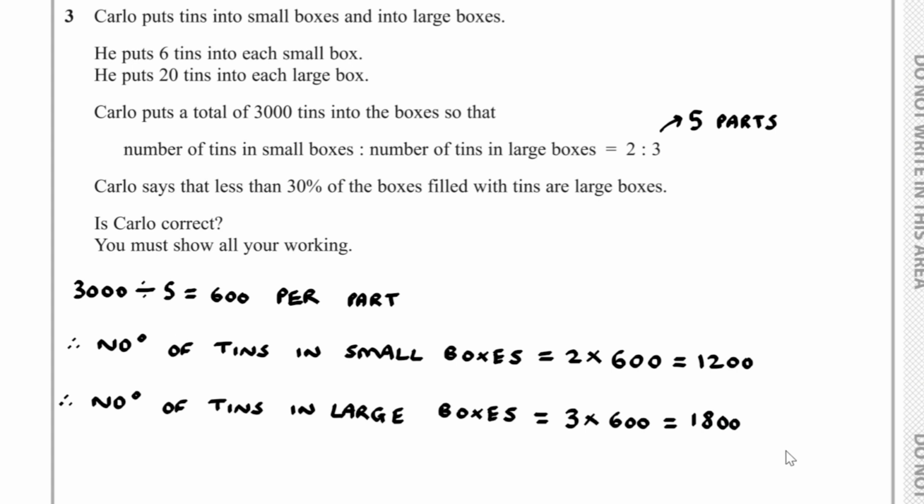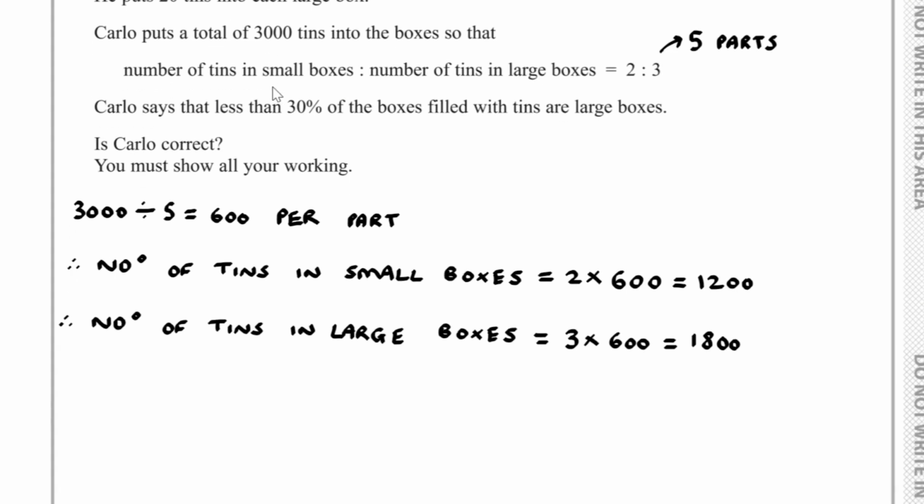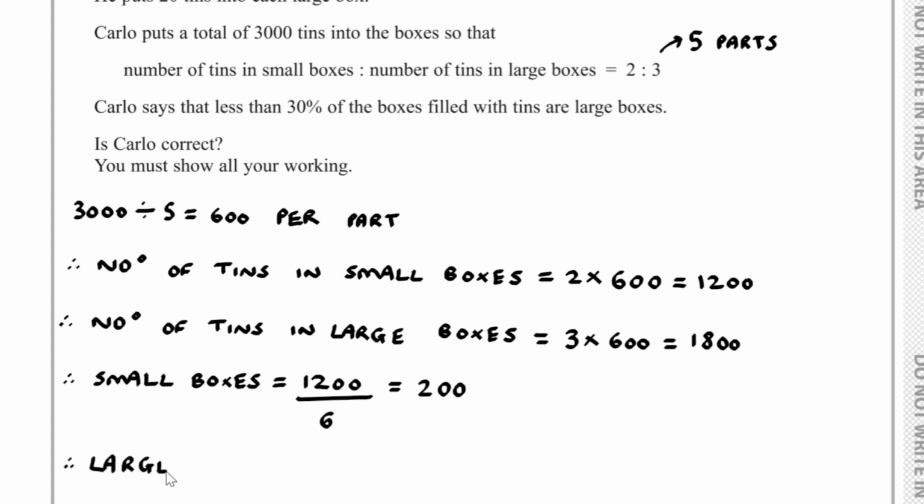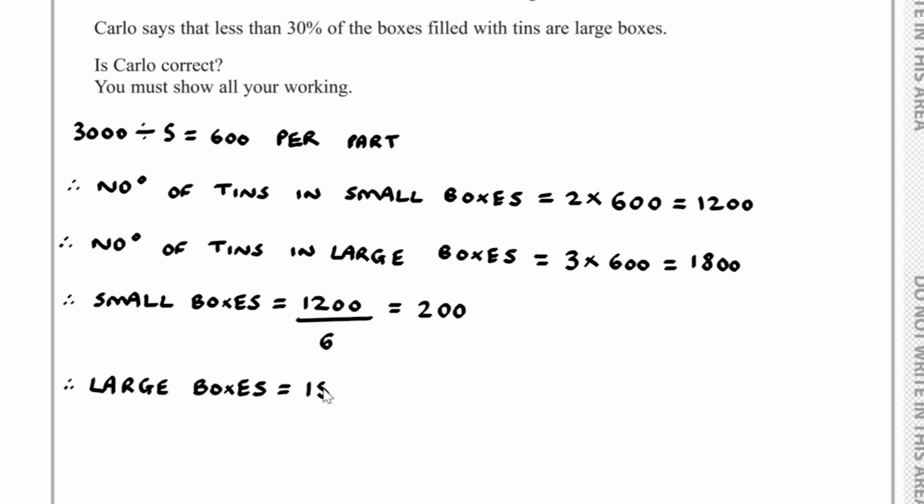Now, to find out how many small boxes we have, well, we know that we've got 6 tins in each small box, so the number of small boxes is equal to 1,200 divided by 6, which is equal to 200, and the number of large boxes we've got 1,800 divided by 20, which is equal to 90.